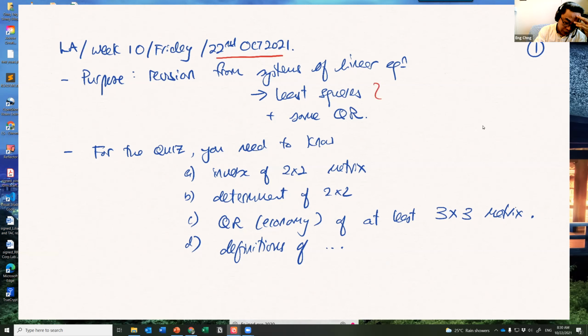For the quiz, as you know, we are doing chapter 6 and 7, which will cover least squares and QR, as well as the various information. So for the quiz, you need to do at least the inverse of 2 by 2 matrix, determinant, QR decomposition, the economy decomposition of at least 3 by 3 matrix. There are many definitions that we need you to know, things like rank, invertibility, full rank, and so on. So we'll go through some of this information in today's revision.